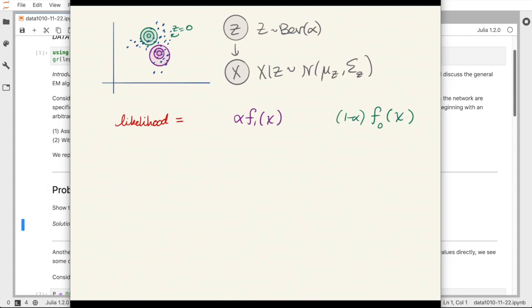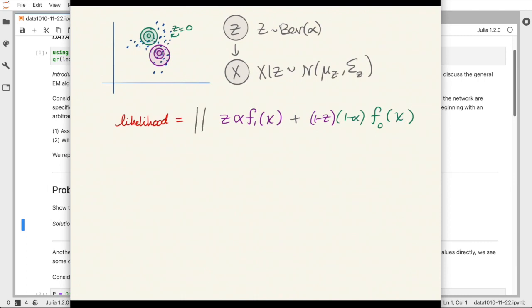F1 is shorthand for Gaussian density with mean mu1 and covariance sigma 1, and likewise F0 is shorthand for a Gaussian density with mean mu0 and covariance sigma 0. And we can do this little trick to say if z is 1, return this purple term, and if z is 0, return this green term by multiplying the first factor by z and the second factor by 1 minus z, and then adding the results. So that's the contribution to the likelihood for a single point.